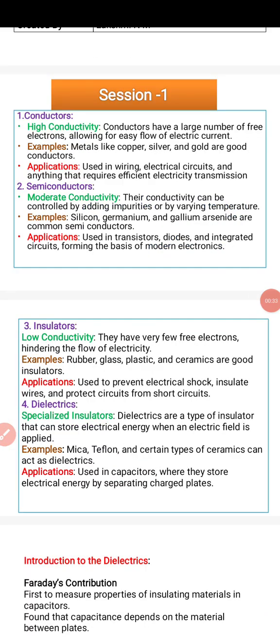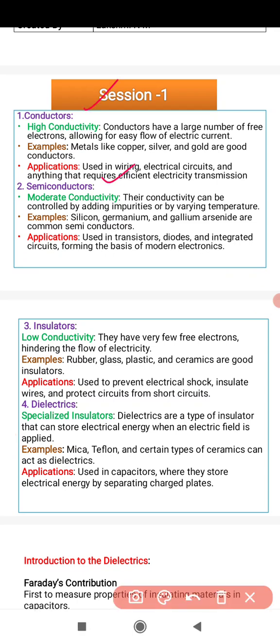In this session, first we learned about some of the basic terms, that is conductors, semiconductors, insulators, and dielectrics. So first we see conductors. Conductors have high conductivity. Conductors have a large number of free electrons, allowing easy flow of electric current. Examples of conductors are metals like copper, silver, and gold. Conductors are used in wiring electrical circuits and anything that requires efficient electricity transmission.